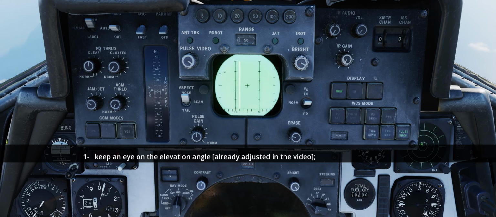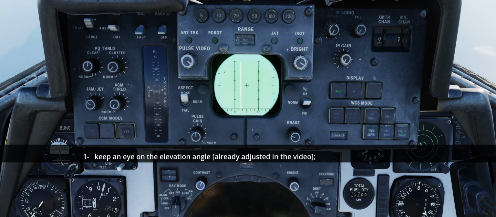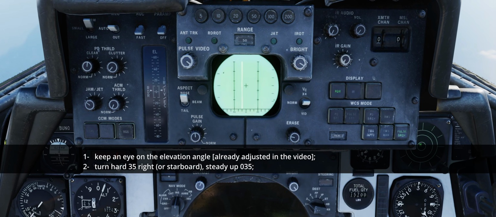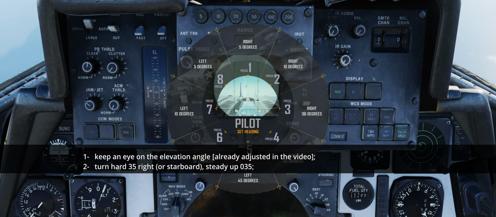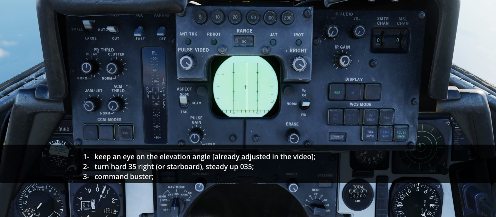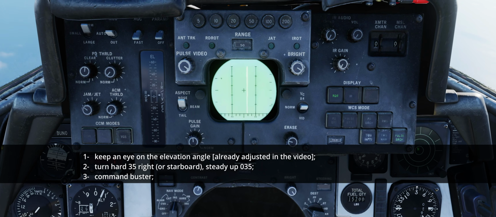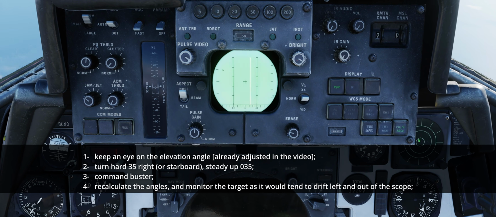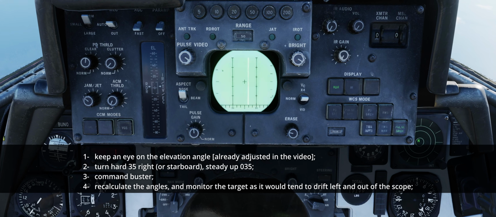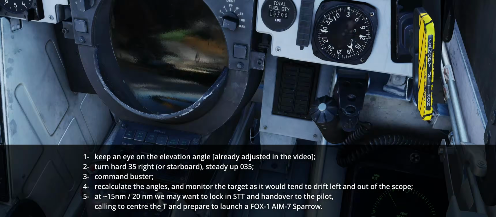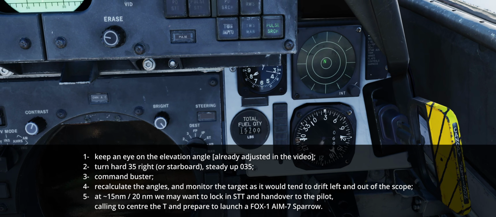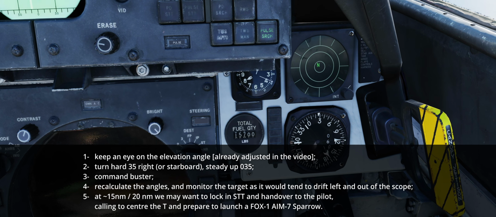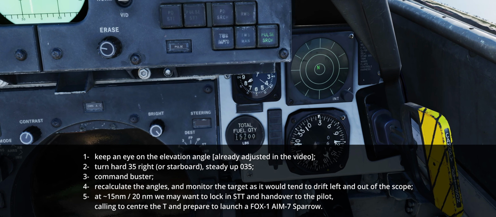Anyway, back to us, let's recap the next steps. In principle, keep an eye on the elevation angle, turn hard 35 right or starboard, steady up 035, command buster, which is hard to do with Iceman, so I'll just accelerate a bit. Recalculate the angles and monitor the target as it will tend to drift left and out of the scope. At circa 15-20 nautical miles we may want to lock in STT and hand over to the pilot, calling to center up the T and prepare to launch a Fox 1 AIM-7 Sparrow.